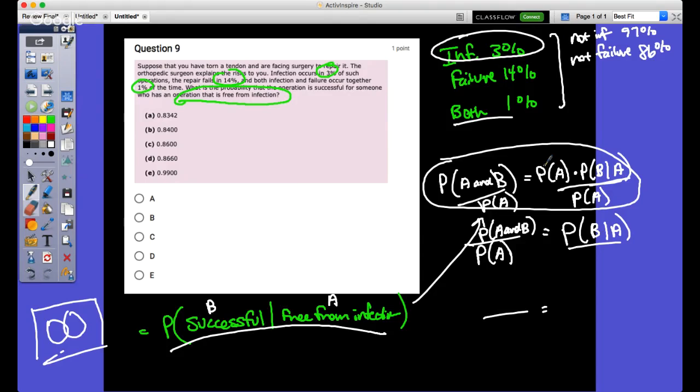Just making sure. My apology real quick. Probability that they are successful, given that they are free from infection.